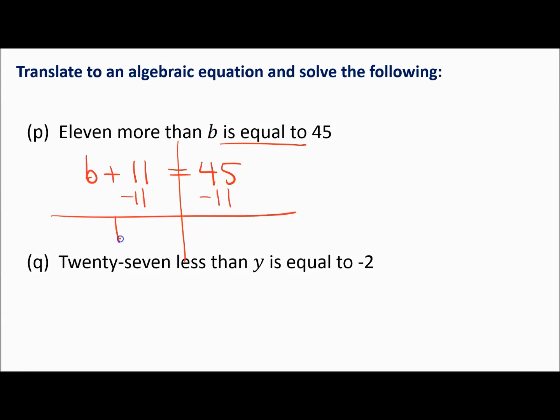All right, so I'm left with b on the left, and 45 minus 11 is 34, correct? And you could take that 34 and plug it right back in there. 34 plus 11 is 45. It checks out.